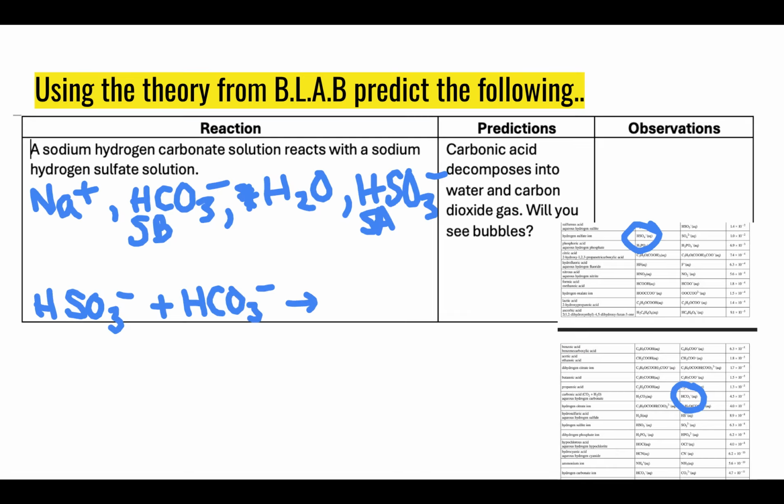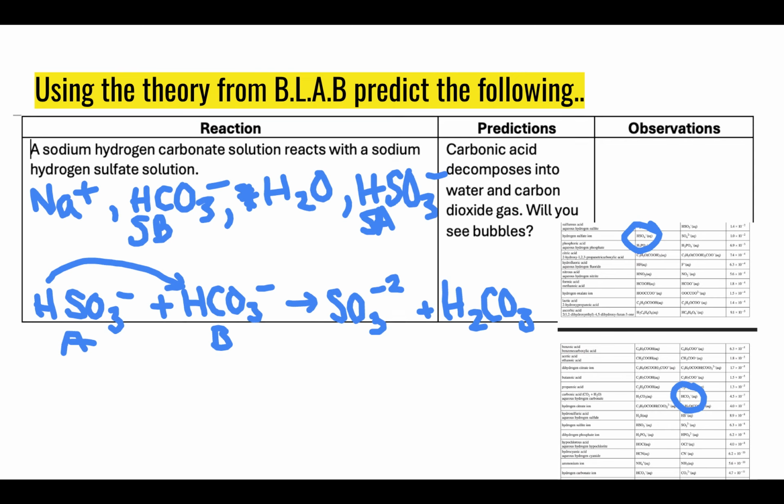When I do this, the hydrogen from the acid will go and be donated to the base. So then you are getting SO3 negative 2 and H2CO3. Sorry, with no charge. Now that is our products, and because your acid is higher than your base, but they're both weak, this would be in equilibrium, so the arrow would go both ways, and your products would be favored because of the acid being higher than your base.